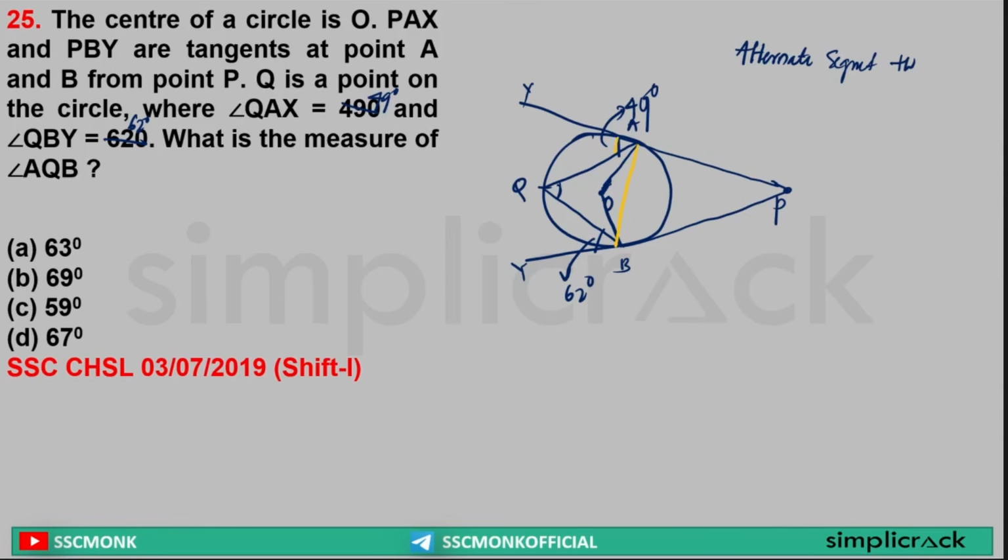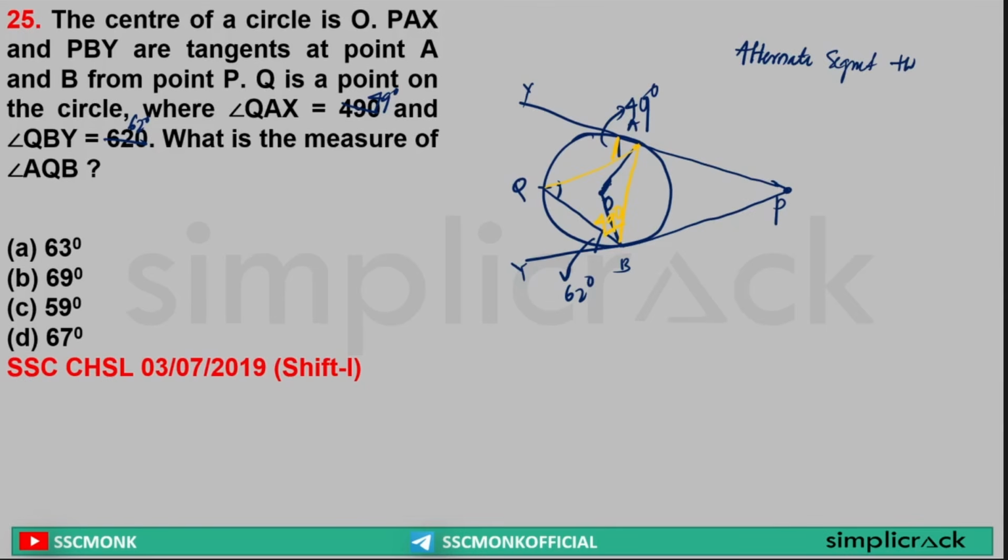Now see, this is one segment for this chord. Yes or no? For the chord AQ, this is one segment and this whole part is another segment. So the angle made by this particular angle is equal to this particular angle, that is 49 degree.